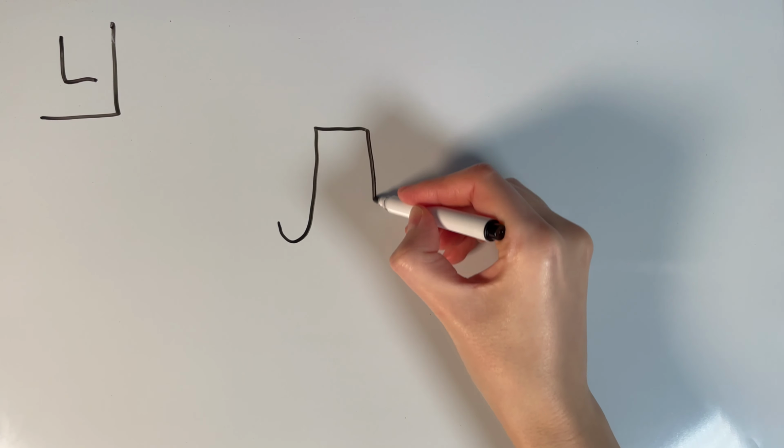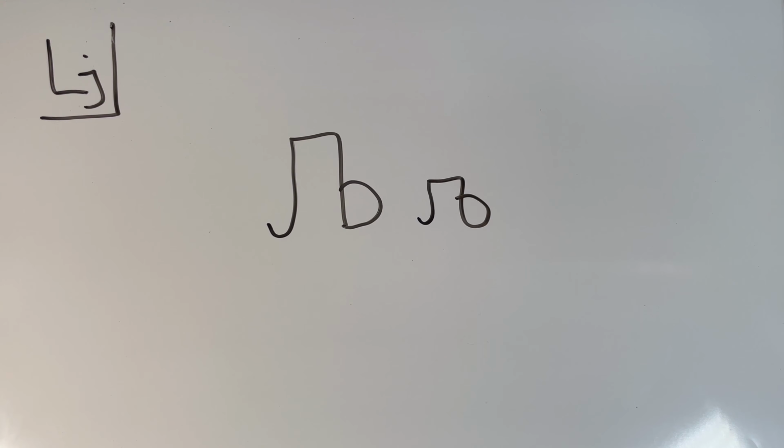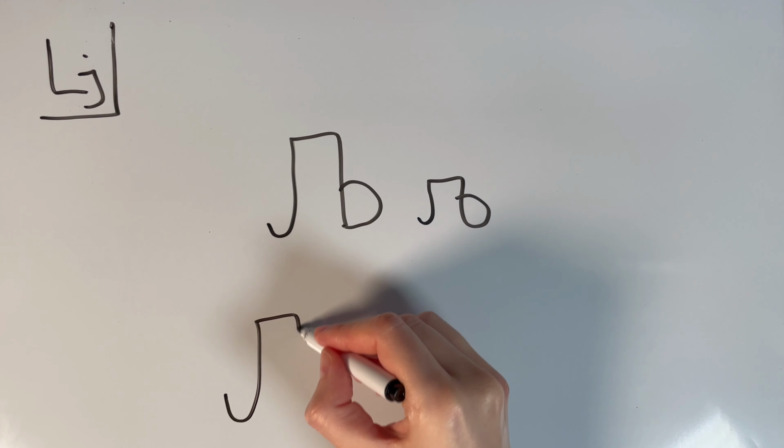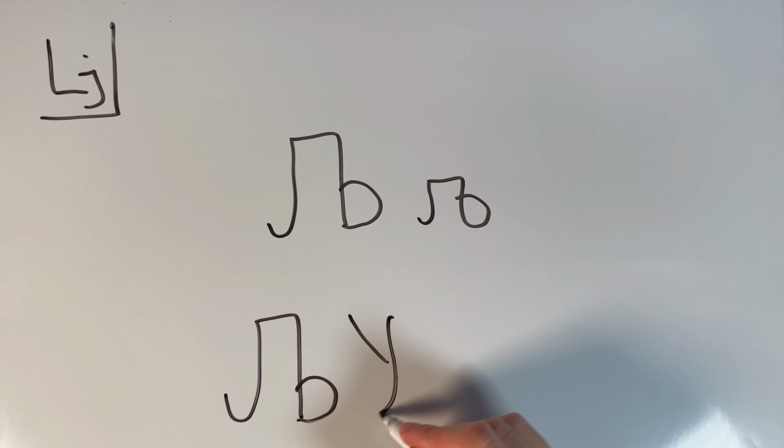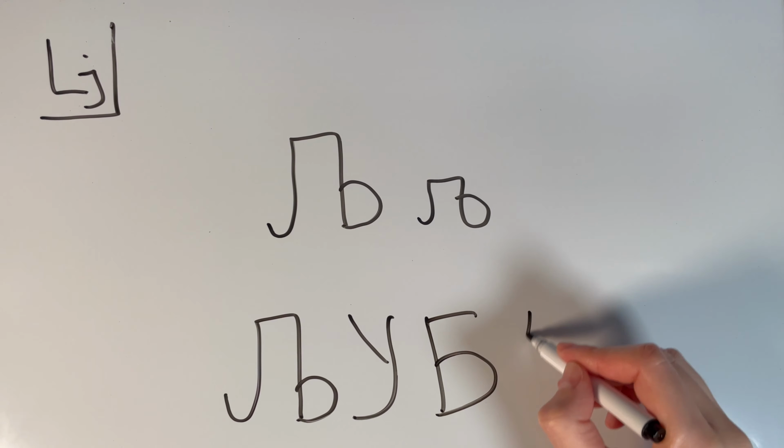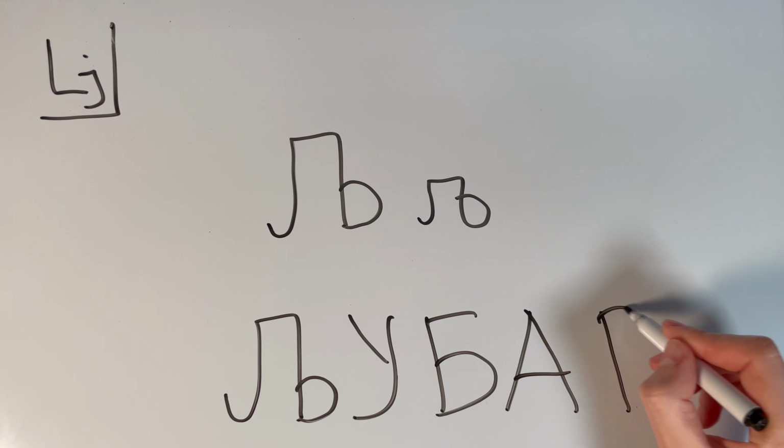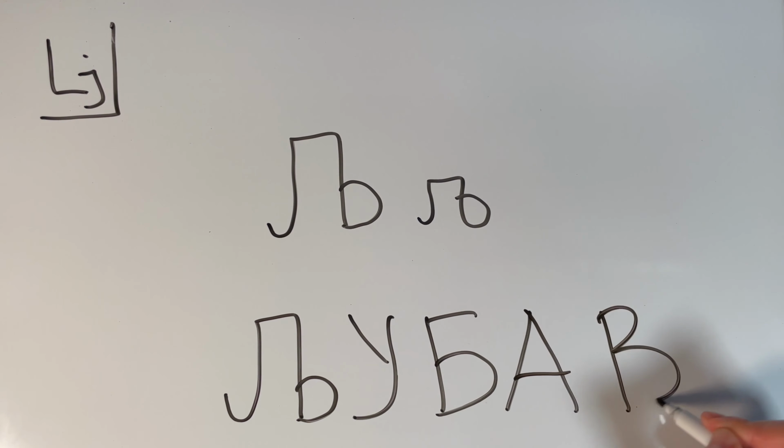Then we have Lj, pretty similar to L in how it looks. There is a little bump and it's kind of difficult to pronounce. I usually explain it as the combination of L and Y, but obviously it's not just two letters or two sounds in one. It is a sound on its own. The example word would be ljubav, and that is love.